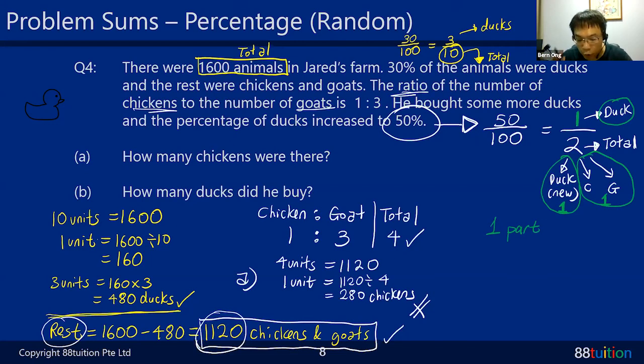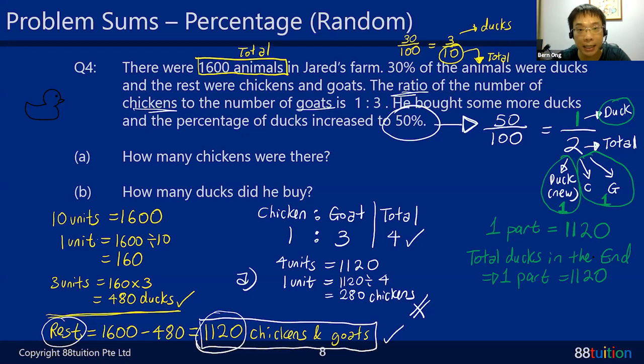So if the chicken and goat never change, how many chicken and goats do we have? Chicken and goats, 1,120. So 1 part actually represents 1120. Can you see? So you need to have 1 part for your ducks also. Total ducks in the end must also be 1 unit, or 1 part in this case. So your 1 part also represents 1120.